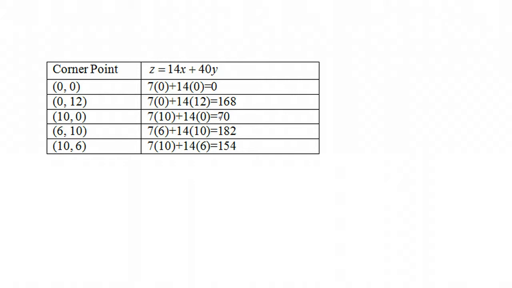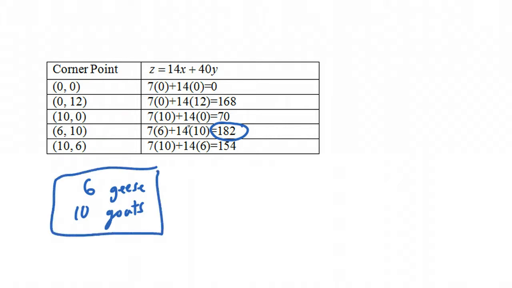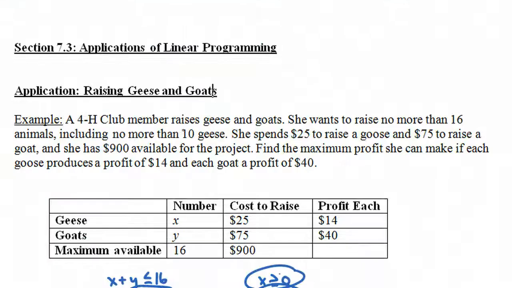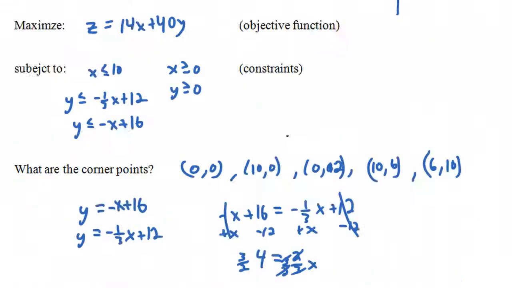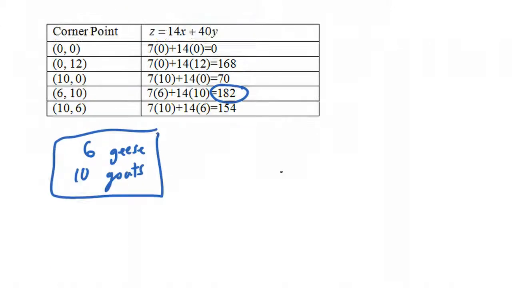Okay, now which one of these is the greatest? Well, this one right here. Okay, so she should raise 6 geese and 10 goats. That will give her the maximum profit, and that profit would be $182. Okay, so remember the question was find the maximum profit she can make if each goose produces a profit of $14 and each goat a profit of $40. So what we can say is that the maximum profit would be $182.